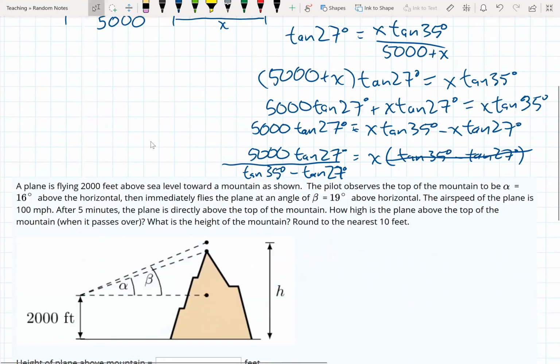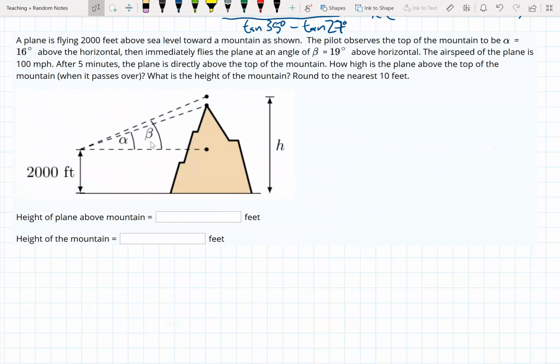Let's take a look at the bottom one, the second problem. So we have a plane flying 2,000 feet above sea level toward a mountain. The pilot observes the top of the mountain is 16 degrees above the horizontal. So it's higher than he's flying, so he needs to make his angle higher still to make sure he goes over the mountain. The airspeed of the plane is 100 miles an hour, which I don't think changes. And I don't think the 5 minutes changes either. So the hypotenuse of the big triangle is always going to be the same. Only the angles will change. And the 2,000 feet, I think, stays the same also.